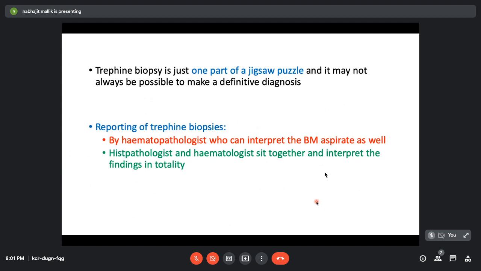Now, we must remember that trephine biopsy is just a definite diagnosis on a bone marrow biopsy, and therefore, for reporting trephine biopsies, what is suggested is that it should be done by a hematopathologist who can interpret both the bone marrow aspirate as well as the bone marrow biopsy, or if that is not possible, then the histopathologist and the hematologist should sit together and interpret the findings in totality.